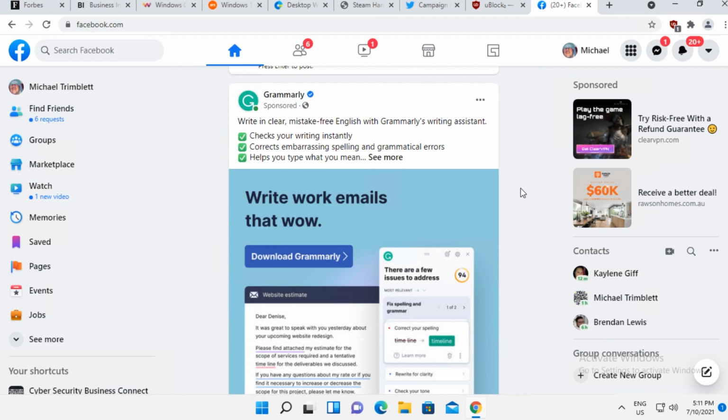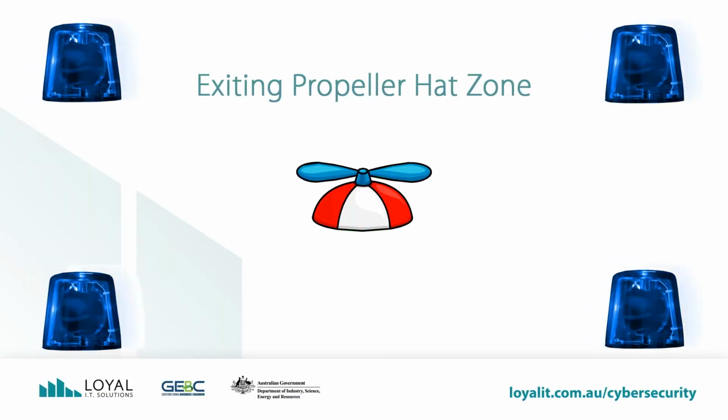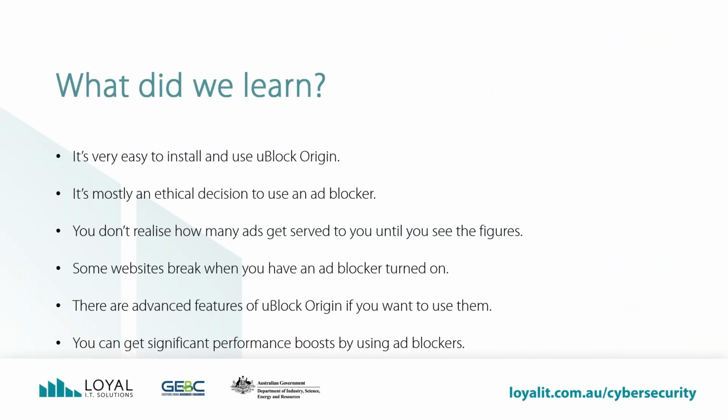That concludes our look at uBlock Origin, our ad blocker of choice. Let's exit the Propeller Hat zone and wrap up the video. What do we learn? It's very easy to install and use uBlock Origin. It's mostly an ethical decision to use an ad blocker. You don't realize how many ads you get served until you see the figures. Some websites break when you have an ad blocker turned on. There are advanced features of uBlock Origin if you want to use them. You can get significant performance boosts by using ad blockers.